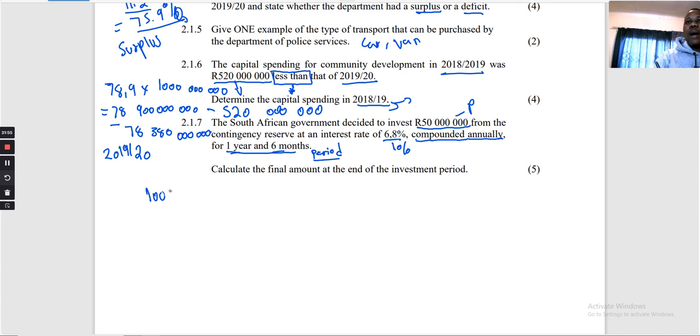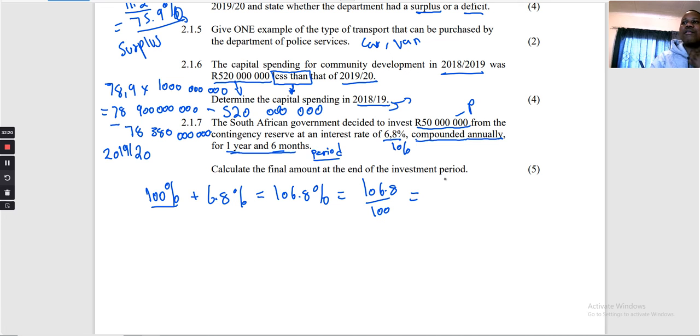Our principal amount, I do this first, is 100%. Then this principal amount is going to gain 6.8%. And how much is it going to be? It's going to be 106.8%. But I want to write it in full, so this is 106.8 divided by 100. I want the decimal of this, so this is 1.068. Listen to what this is telling you.